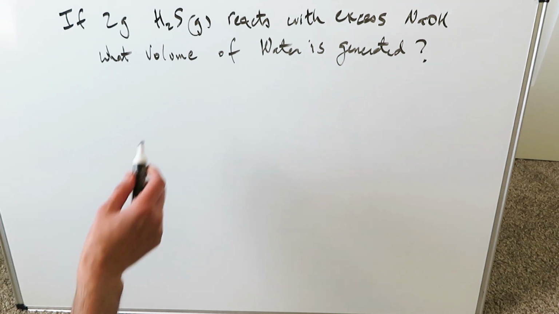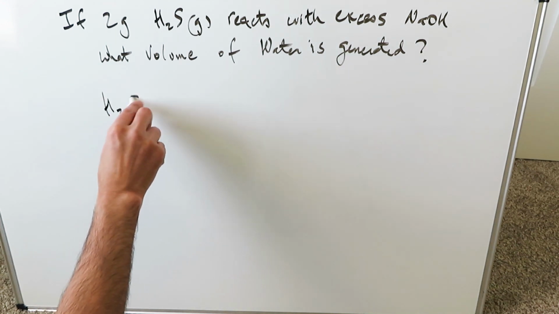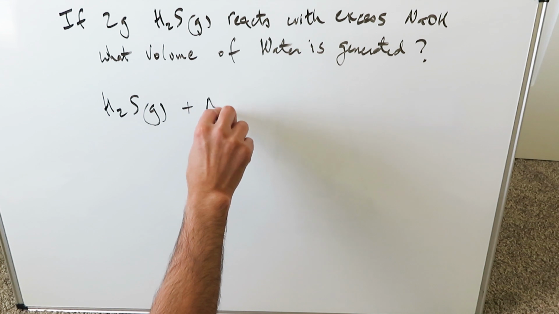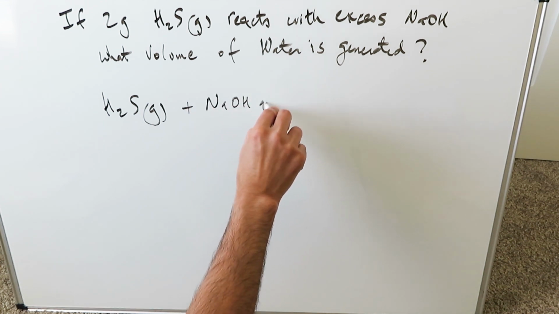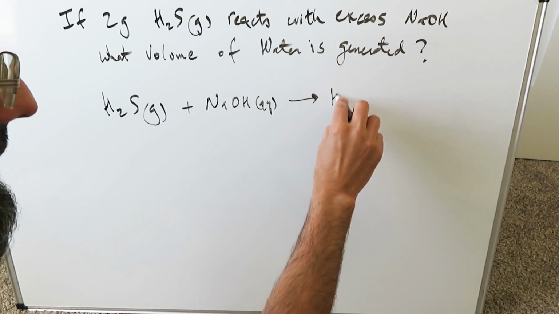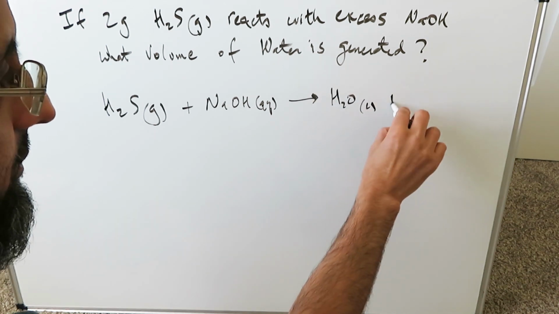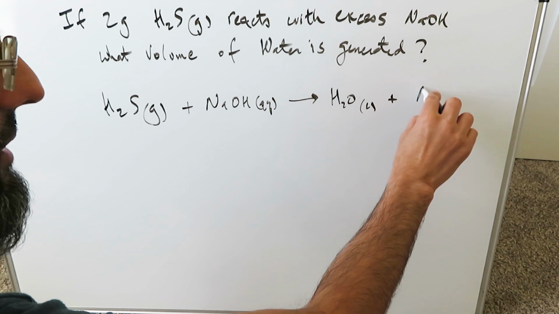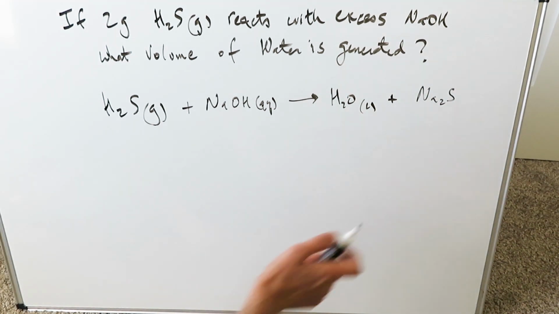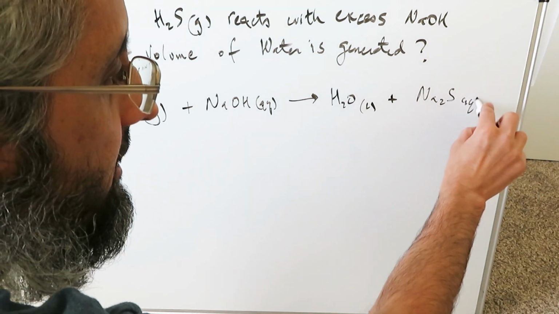Start with a reaction. Hydrogen sulfide gas, H2S gas, reacting with excess sodium hydroxide. Anytime you see the word excess in a question, you're not worrying about limiting reagents. Plus sodium hydroxide, which you can always write as aqueous, because that indeed is what it will be. Aqueous will generate water, and let's see what remains. How about this? Sodium sulfide.